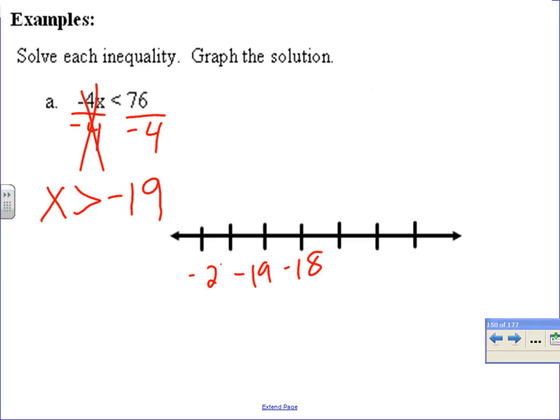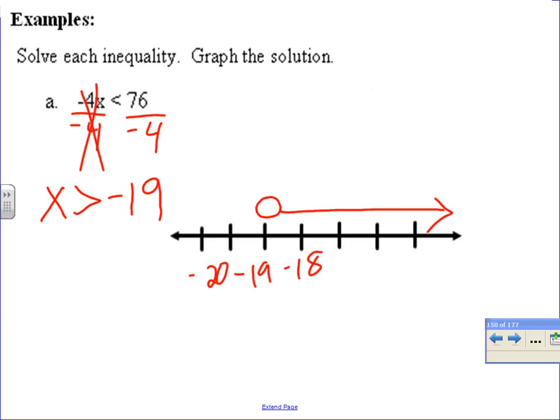Let's make our number line. If x is greater than negative 19, Donatus, what kind of circle is above negative 19? Open circle. And Alyssa, greater than means to the right or to the left? Good, to the right. So does that answer some of your questions of when you flip it? It's right after you divide by a negative.